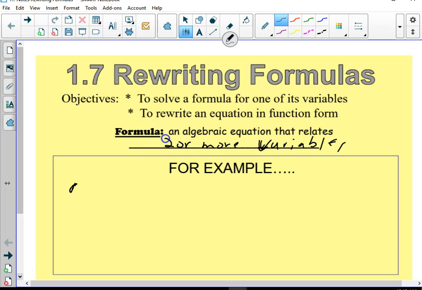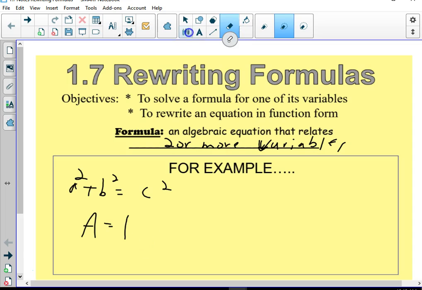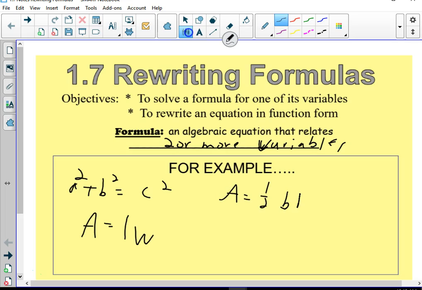For example, the Pythagorean theorem, a squared plus b squared equals c squared. Area equals length times width, I guess. Area of a triangle is 1/2 base times height. Area equals pi r squared, area of a circle. These are all examples of formulas. There's tons of formulas in math, obviously.